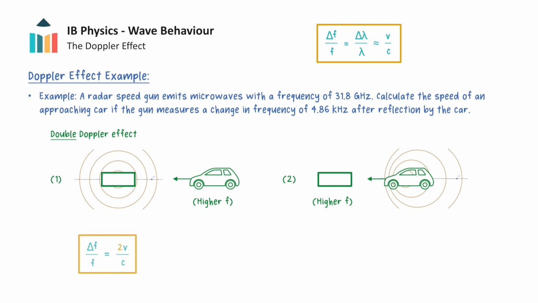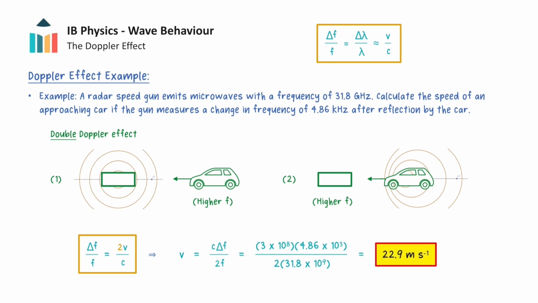Therefore, a factor of 2 is required in the Doppler equation due to the double shift. We can then rearrange for the velocity term and substitute in the known values. Completing this calculation gives us a speed of 22.9 meters per second.